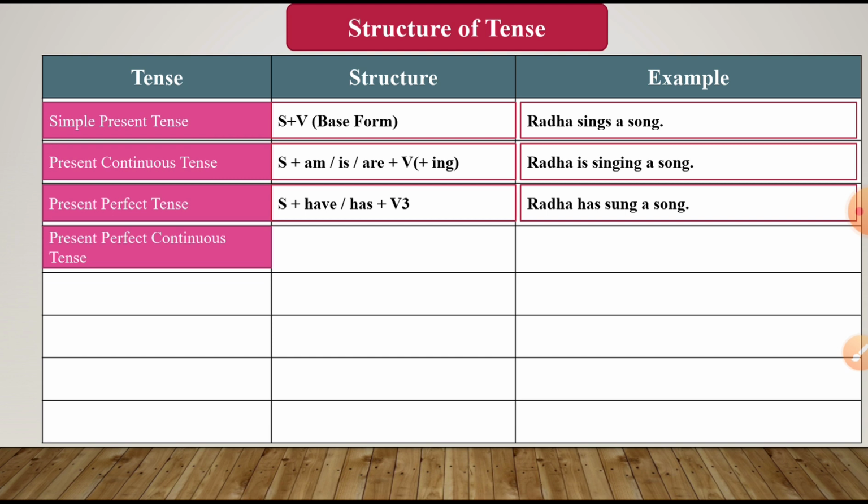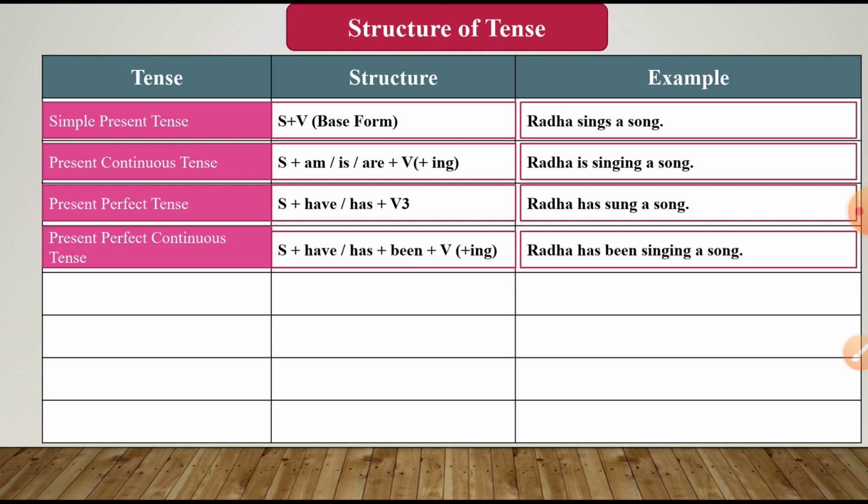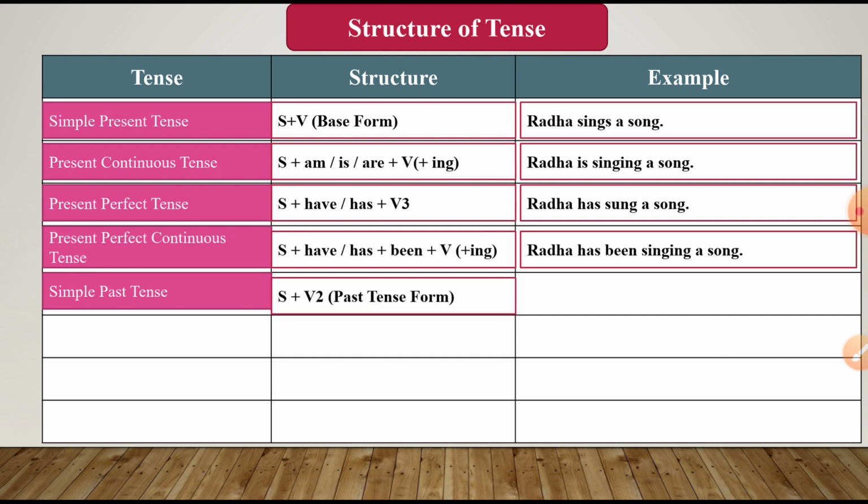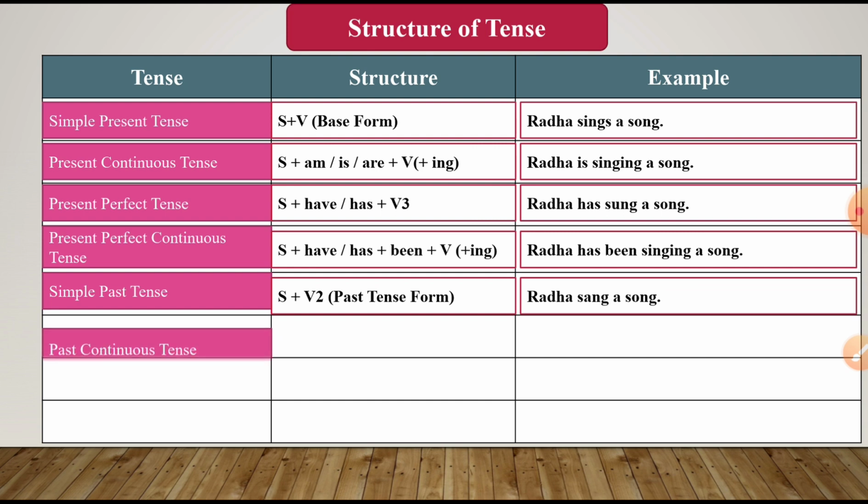Present perfect continuous tense. Structure: subject plus have or has plus been plus verb in ing form. So, Radha has been singing a song. Simple past tense: subject plus V2. Radha sang a song. So the past tense form of sing is sang.